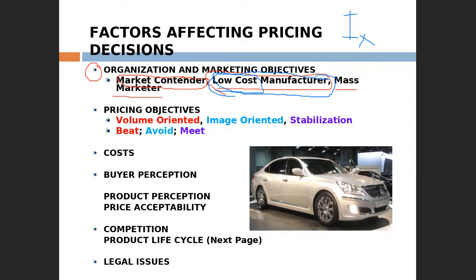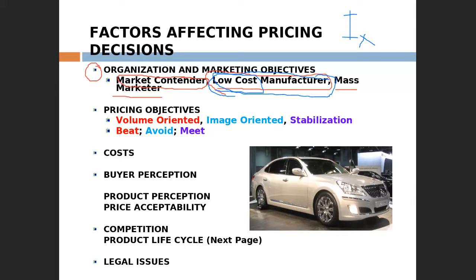So to repeat, the first factor is a combination of two sub-factors, organizational and marketing objectives. Depending on the type of organizational and marketing objectives, you go into the market at the high end of the price spectrum, over here, for example, or at the lower end of the price spectrum.